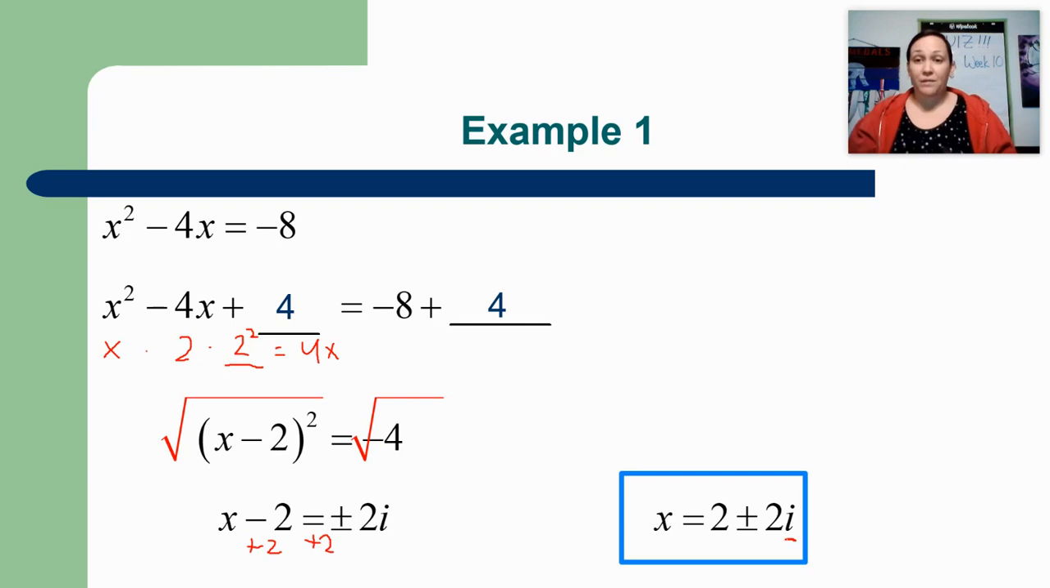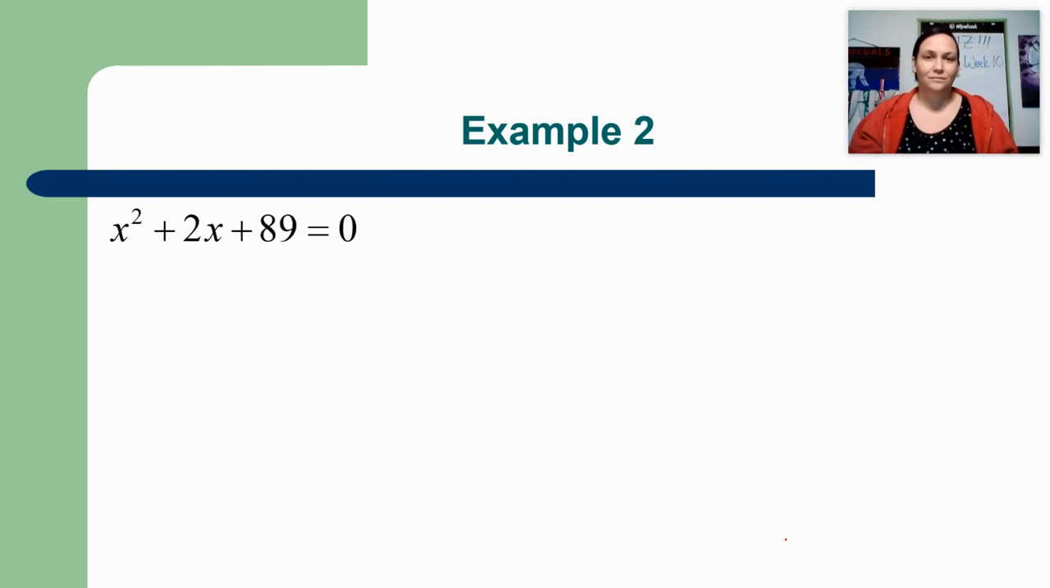Now in this problem, my radical completely simplified, but I'd like to try one where the radical simplifies a little bit, but not all the way. So we'll do one more example, and that'll conclude our notes on completing the square.